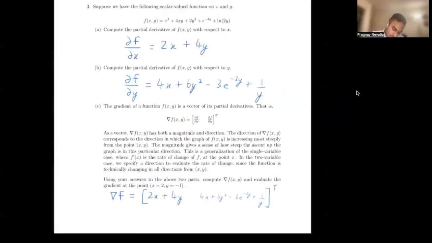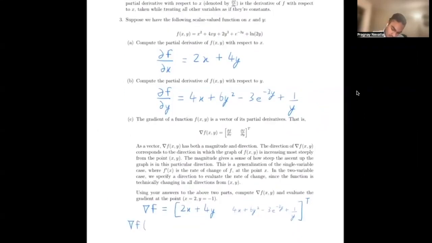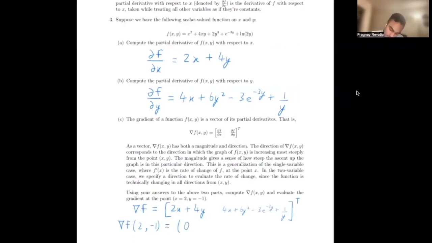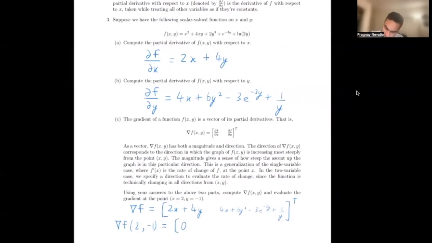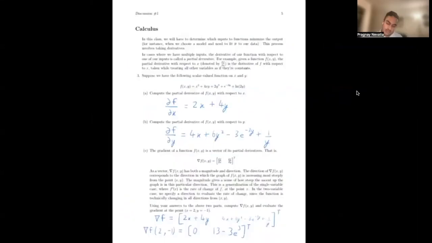And we can evaluate this function at 2, negative 1. And this will give us, the first term would be 0. And the second term would be 13. Actually, let me just use square brackets. 13 minus 3 e cubed transpose. Okay, so that's the calculus portion, and that's the end of discussion 1.